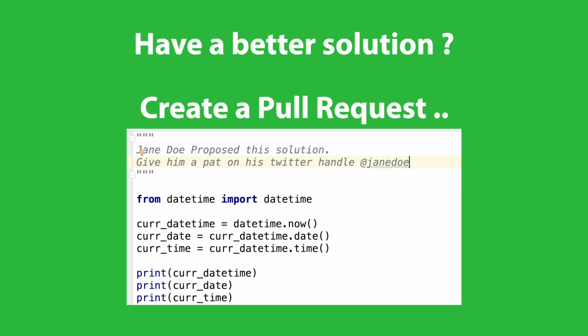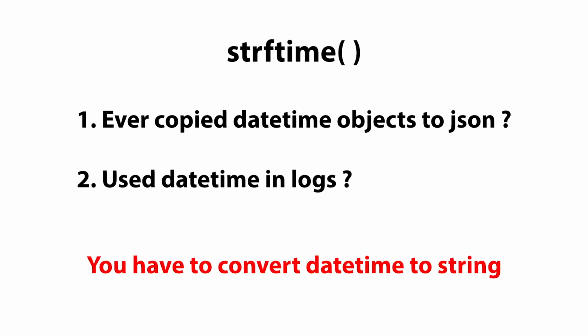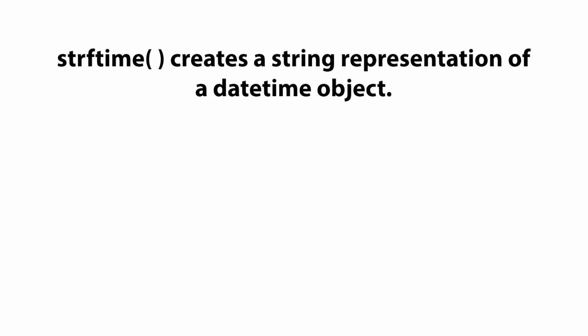Let's get started. One of the commonly used methods in the Python Datetime module is the strftime method. Ever had to copy date and time to JSON? Or maybe named a log file using the date and time as suffix? In order to carry on those tasks, you need to convert a Python Datetime object to its relevant and usable string representation. The strftime method from the Datetime class allows you to create a string representation of a Datetime object.